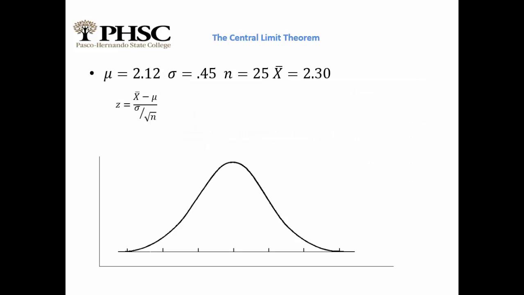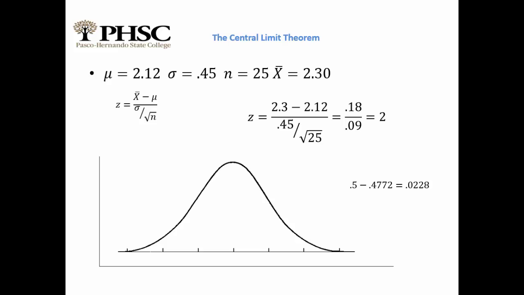For this one, we're not able to use the website because our z-score formula is slightly different. So here, mu is 2.12, sigma is 0.45, n is 25, and x bar is 2.30. Using the formula for z, we get a z-score of 2. Using the distribution tables, we find that the probability that someone spends more than $2.30 is about 2.3%. So 2.3% of the customers at these newsstands will spend more than $2.30.